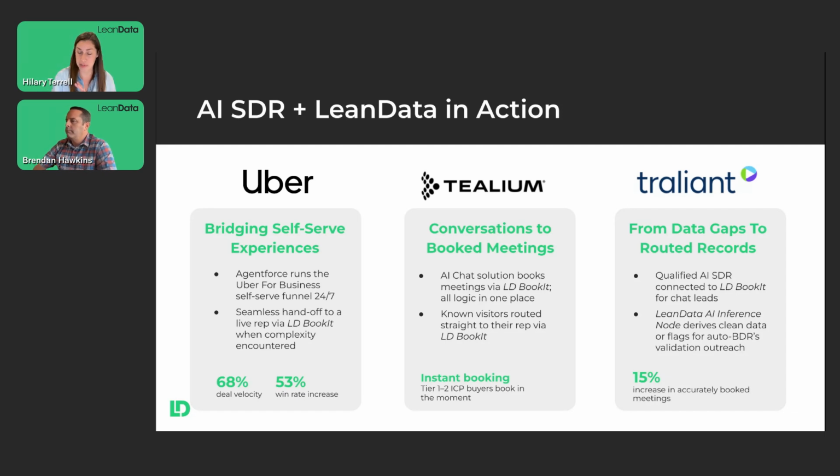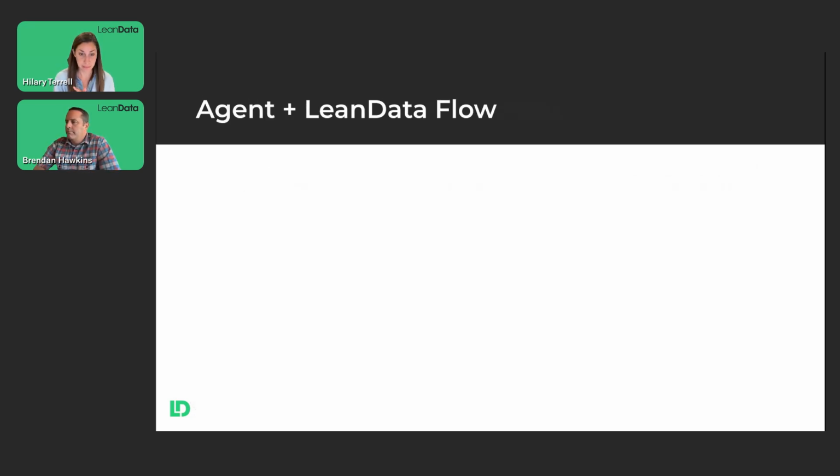And then Treliant, I believe that was one of our most recent stories that we talked about. They're leveraging Qualified, which we also have on our website. And again, sharing that Book It real-time ability for a customer to book time with the right person. They're also using one of our newer capabilities, the LeanData AI inference node in their graph, to enrich the data to make sure they are validating and routing it to the right BDR in their organization.